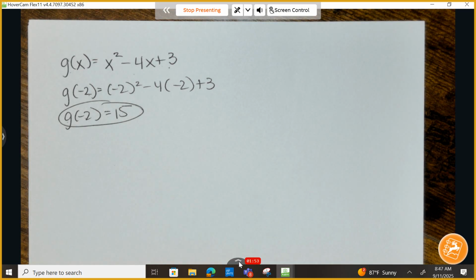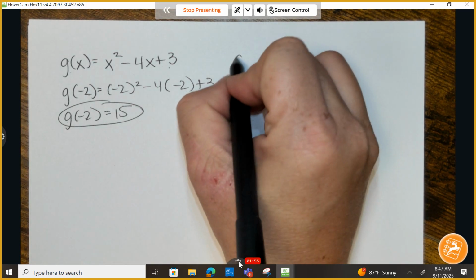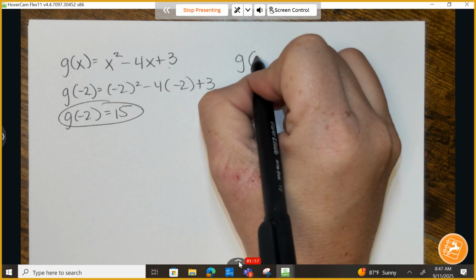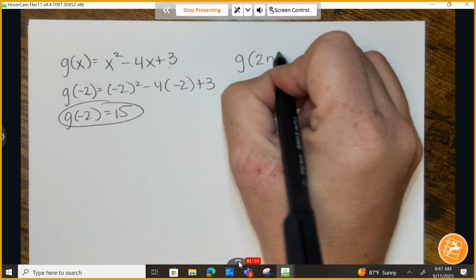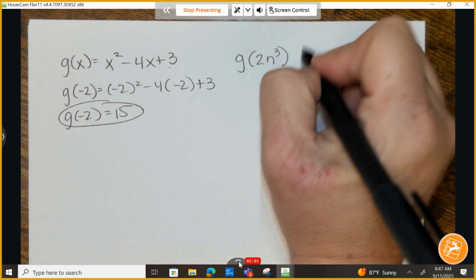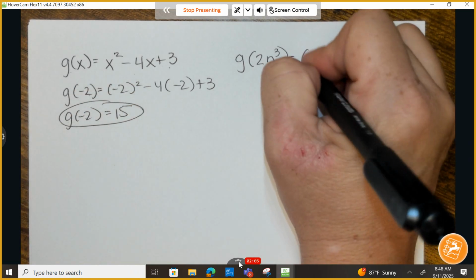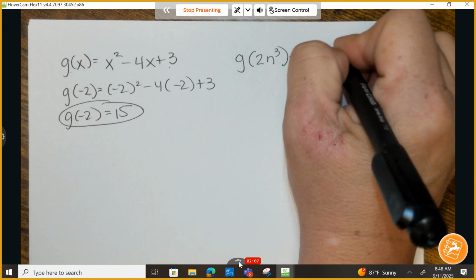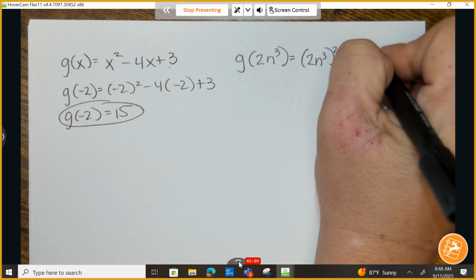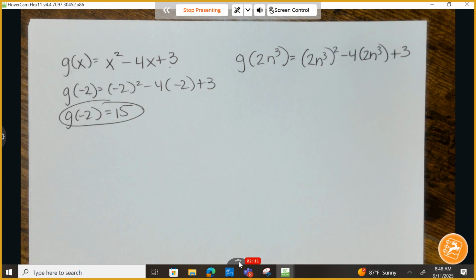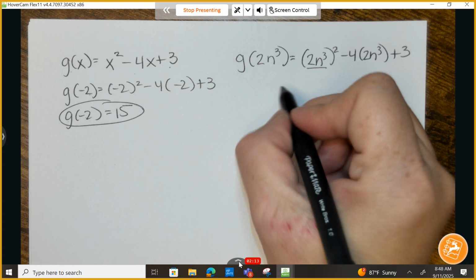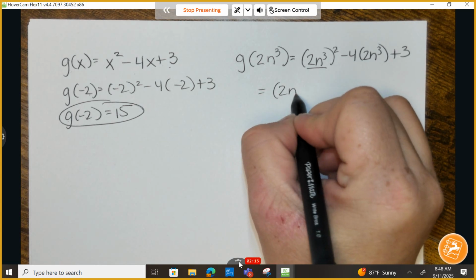All right, let's complicate this. What now if I say that this is going to be 2n to the third? 2n to the third. So wherever I see an x, I'm replacing it with 2n to the third. Okay, remember, this says write this quantity twice. Let me give myself a little more space. Write it twice.